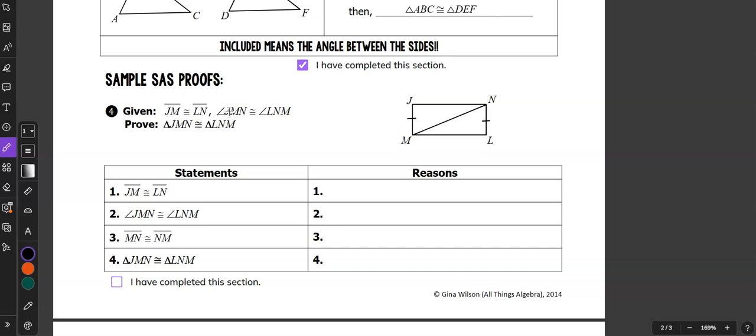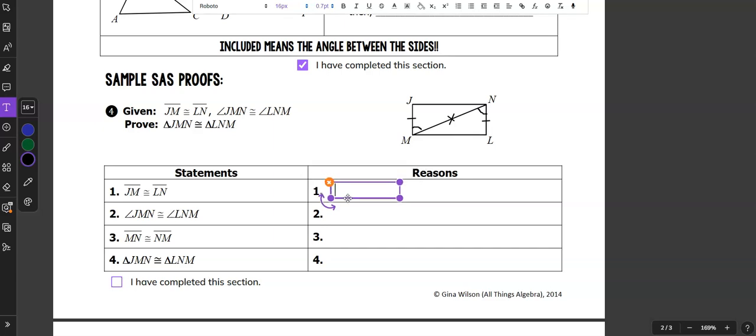All right, so we have angle JMN is congruent to angle LNM. Now, this actually is enough to tell us that JN and ML are parallel because alternate interior angles are congruent. But we don't worry about that right now. And then we're going to mark MN congruent to itself by marking it with an X. It's always a good thing to do is make sure you mark the side that is congruent to itself. That is the side that is the easiest to forget exists, is the side that is congruent to itself.